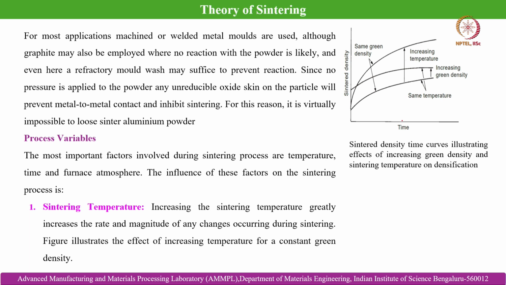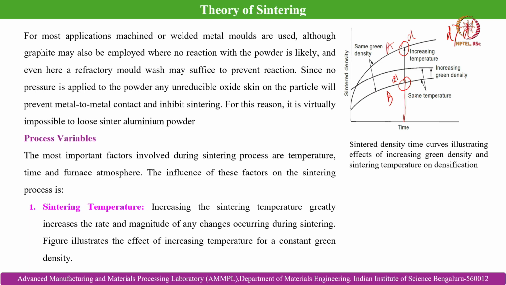You can see the sintering time is constant, and for the same green density, like this curve A and this curve B, for material A and material B having the same green density, the sintered density at this much sintering time is the value D prime here, and D here. So, D is much higher than D prime. This is because of the increasing sintering temperature.